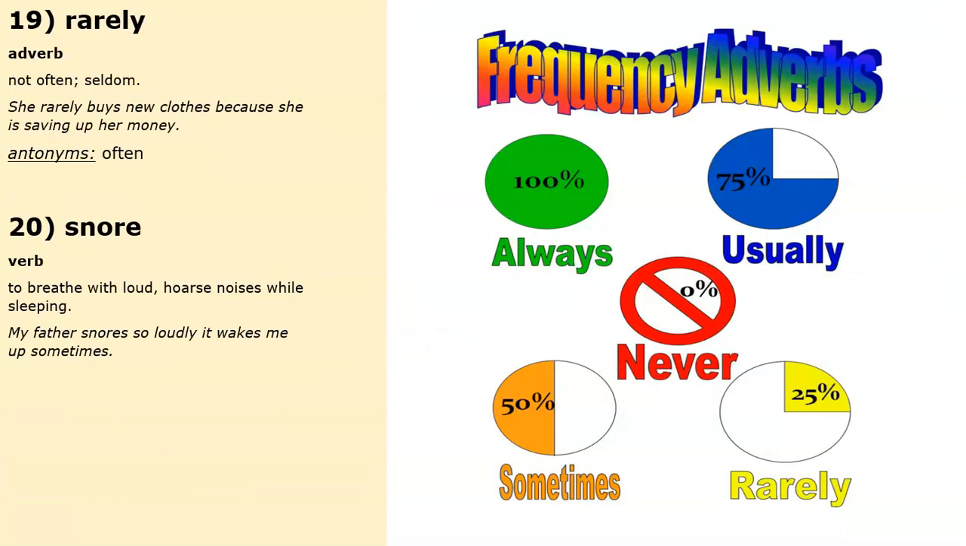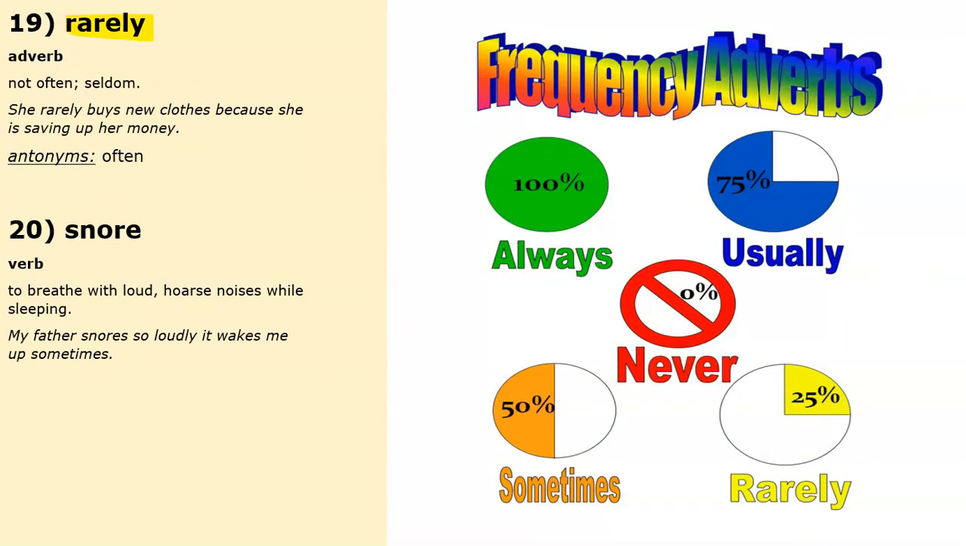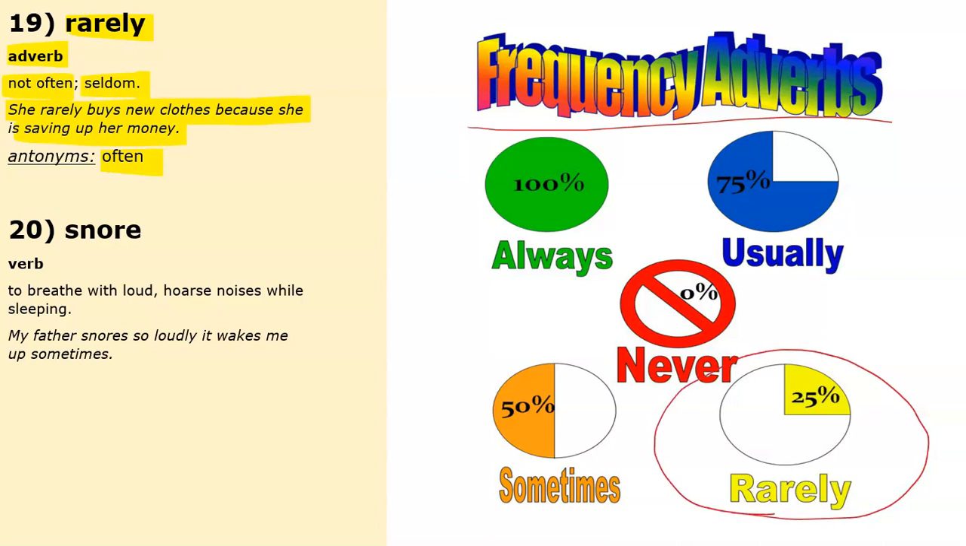Our next word is rarely. Rarely is an adverb and it means not often or seldom. That means very rarely. For example, she rarely buys new clothes because she is saving up her money. And of course, the opposite of rarely is often. So here we can look at our list of frequency adverbs, and when we look at rarely, rarely is something that happens 25% of the time.